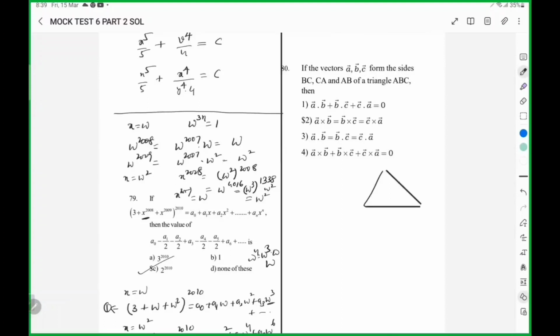A, B, C are vertices of a triangle ABC. So AB bar plus BC bar plus CA bar, that is A bar, C bar plus B bar plus A bar is 0. So C bar is minus B minus A.